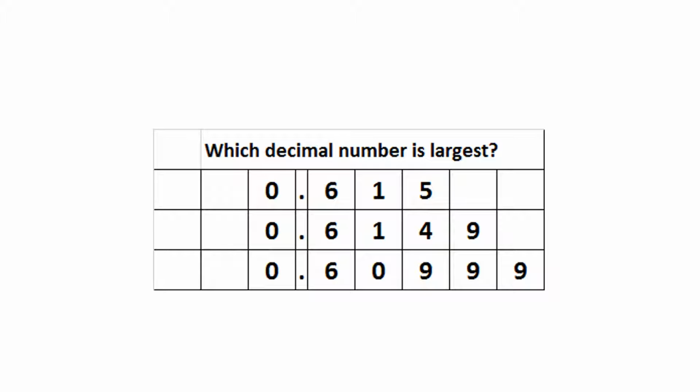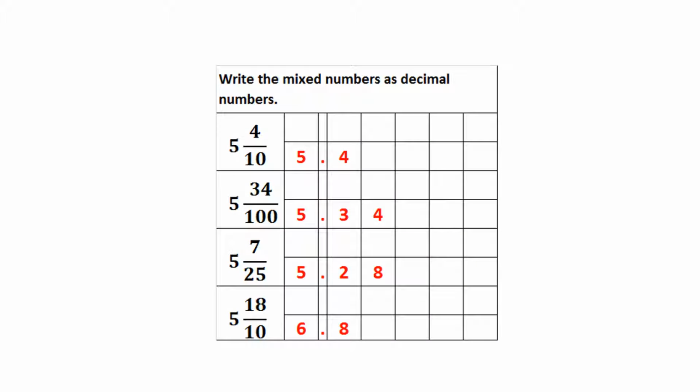And now we have the choice between 0.615 and 0.6149. You might think the 9 makes the 4 a 5. Well, that's when you round. So the ones are the same. 5 is bigger than 4. So the top number, 0.615, is the largest.